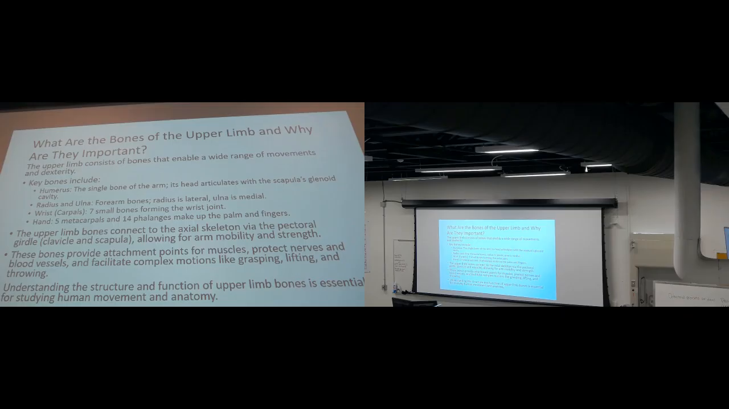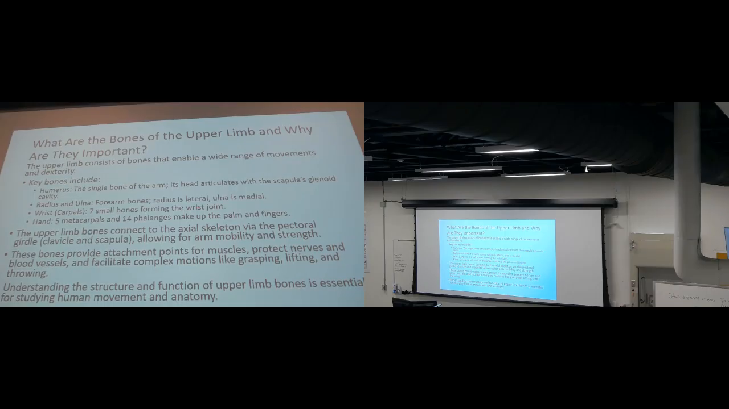The phalanges are arranged into rows. The most proximal is called the proximal row. The most distal is the distal row. And then in fingers 2 through 5, we have a middle row of phalanges, while in the thumb we only have proximal and distal, which you can see here. This is proximal, this is distal.